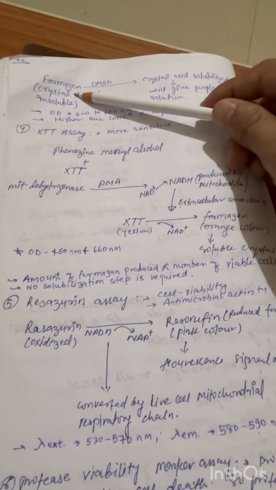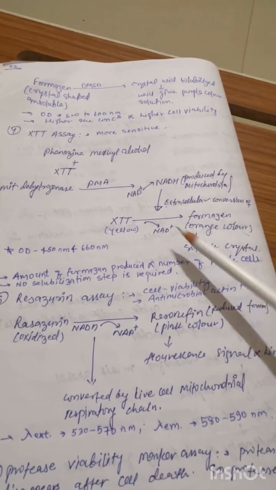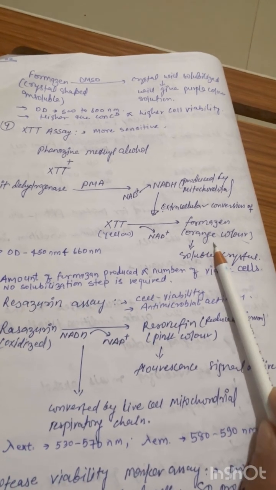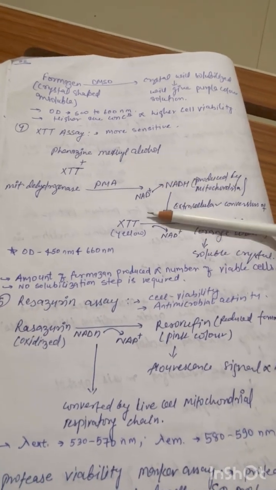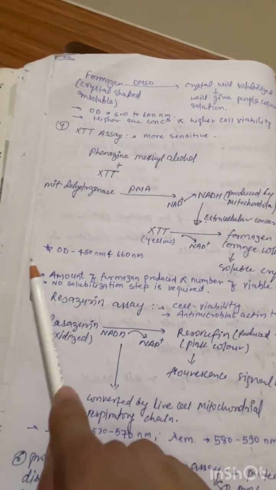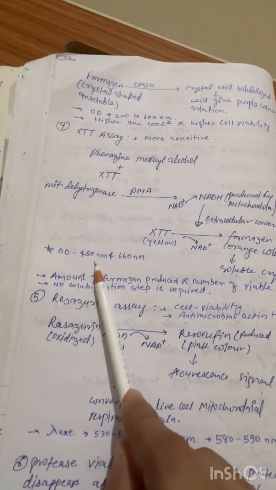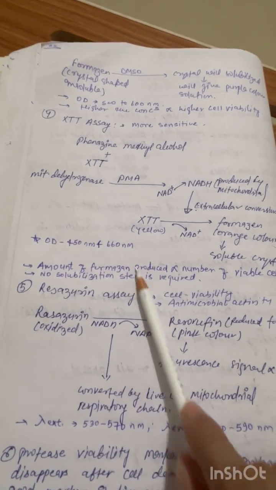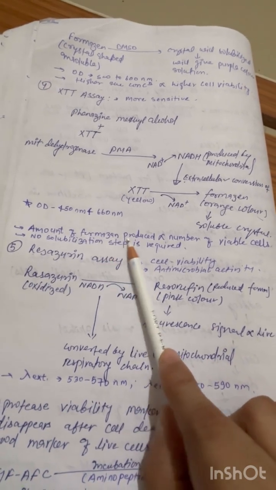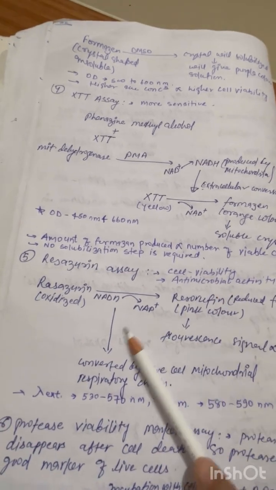Here in MTT, the formazan is produced inside the cell and is insoluble in nature, but here in XTT, the formazan is produced outside the cell and is soluble in nature. Hence in this XTT assay, the solubilization step is not required. In this XTT assay, we get OD at 450 nanometers and 660 nanometers, and the color of the formazan produced will be directly proportional to the number of viable cells.